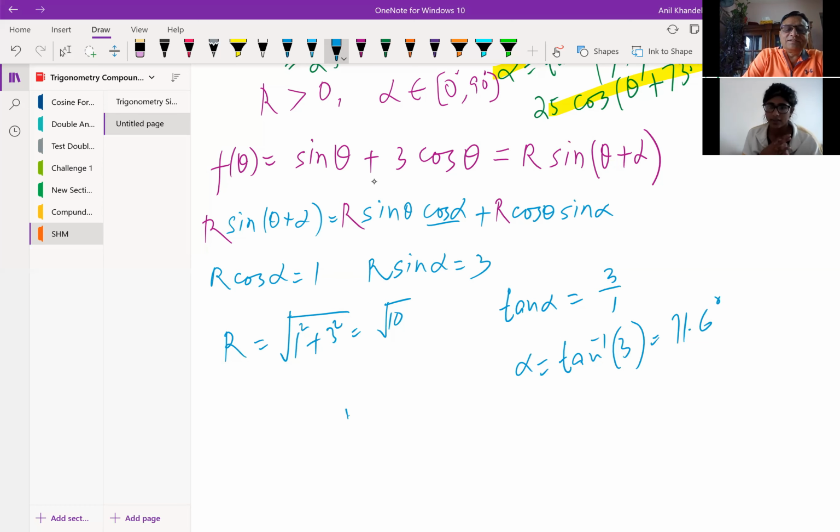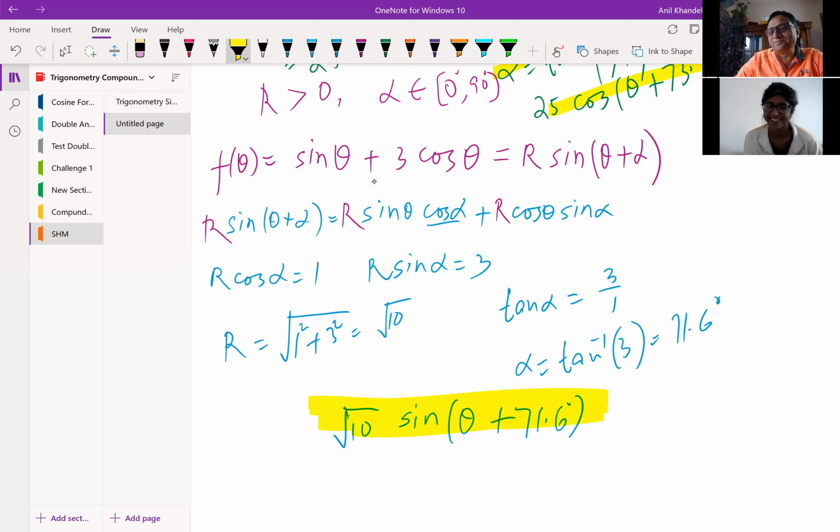Correct. And then you just sub in. So root 10 sine of theta plus 71.6. Done. Again, 4 marks. So that's good. Four lines, 4 marks, done. Yeah, and that was done so quickly. So I can save time and have more time on other questions, which I might find hard, because this one is just flying through.